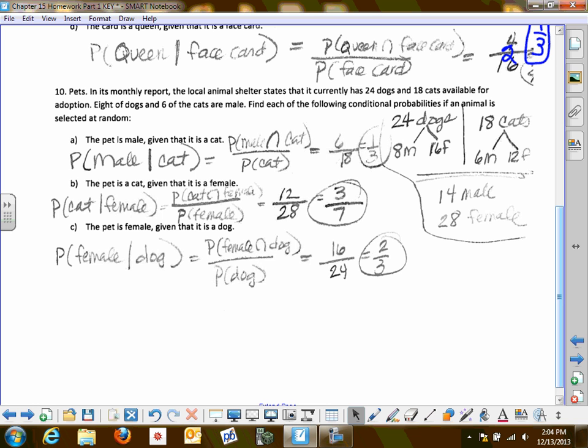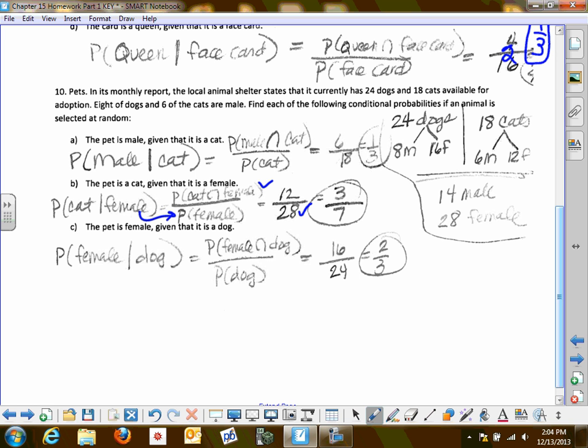All right. So find the probability that the pet is a cat given that it's female. So that means that all the female are on the bottom. So all the female animals are on the bottom, which there were 28 female animals in total. And then the part that were cat females, see, the cat and female goes on top, and that was the 12. So that's how that's that.